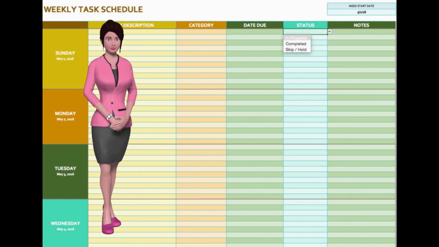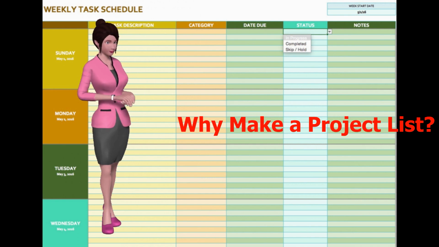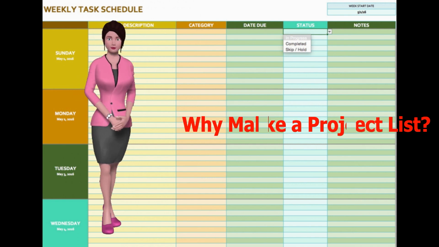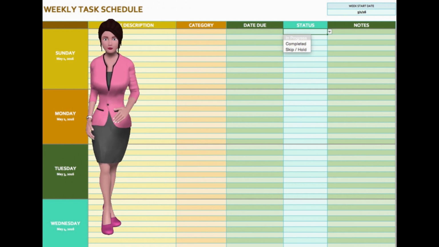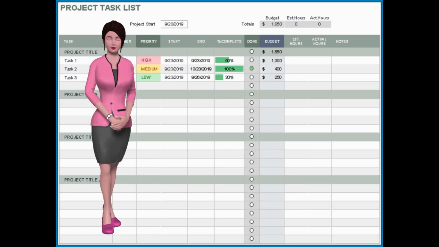Why make a project list? A project list can serve as a checklist that makes sure you have all the important project information logged and accessible. You want to be thorough. It's better to have too many than too few items, you can always edit it down later.